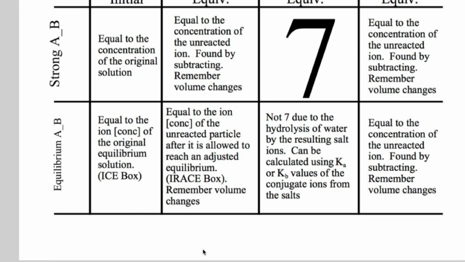That's the subtraction in the I-race box. Then an adjusted equilibrium, that's the CE in the I-race box. And then guys, remember volume changes when we converted from our moles to our molarity. We divided by the 0.095, the sum of the volumes of both of the things that are doing the chemistry. How are we doing? So guys, settle into that, edit that as you will.